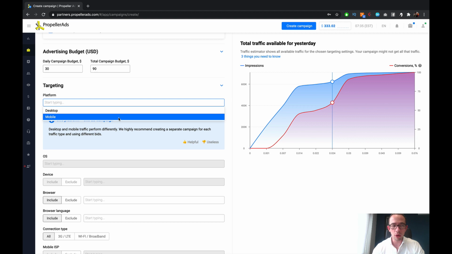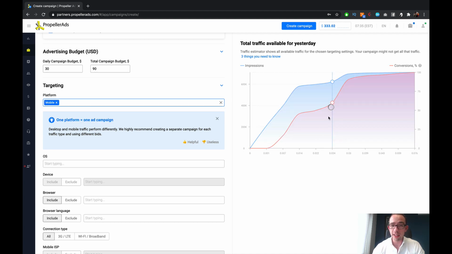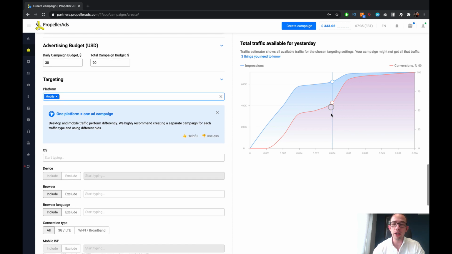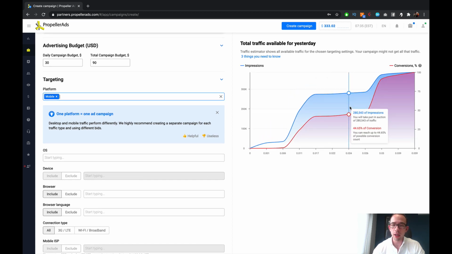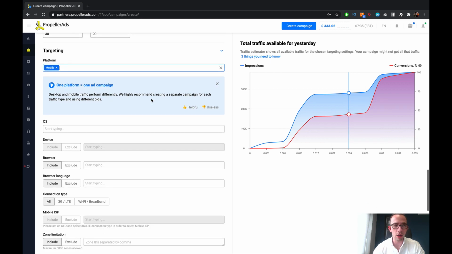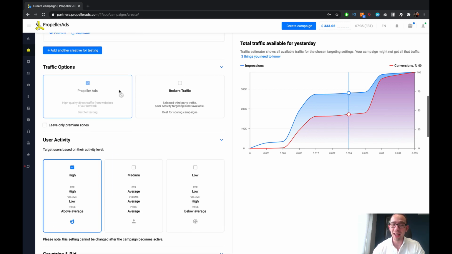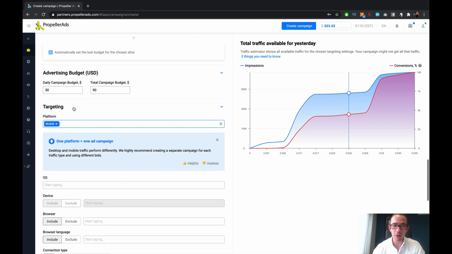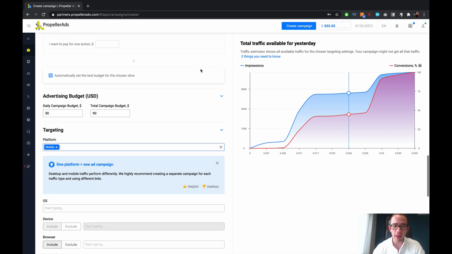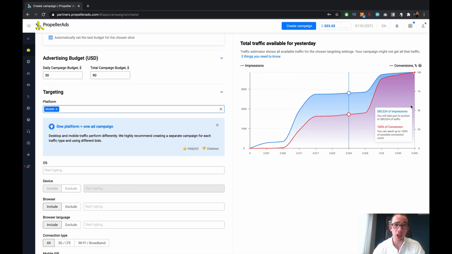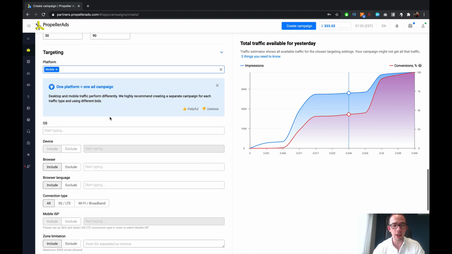Platform, mobile or desktop. I would prefer to test on mobile. Let's see if there's enough traffic available for us. Sure, that's still fine, not a problem. I would prefer that they ask this question more at the top, because you have already put the bid and now the trend line is changing again, right? But apparently it's still here.